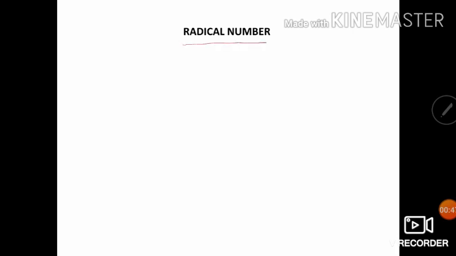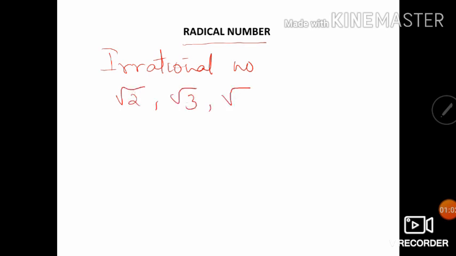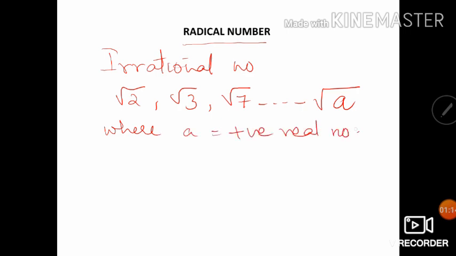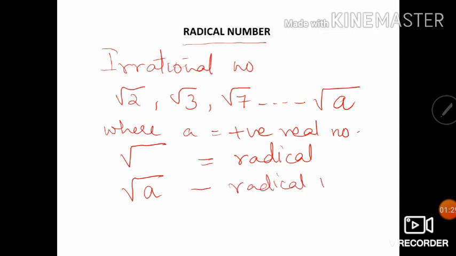We have already learned that a number which cannot be written in the form p upon q is called irrational. Examples of irrational numbers are root 2, root 3, root 7 and so on. In general, root a, where a is a positive real number, and this symbol, the square root symbol, is called a radical, and therefore root a is called a radical number.